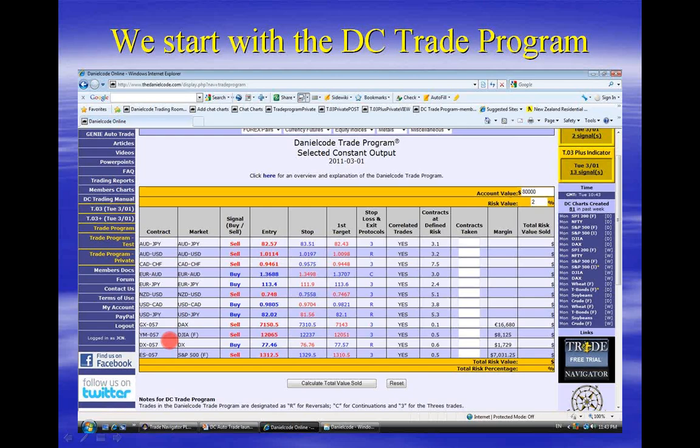But we're talking about the Genie today. This is our auto trade program, and the Genie knows that. It knows when to carry forward the signals and when not to. A new feature that, if you haven't been with us before or recently, you won't have seen is over in this column over here.